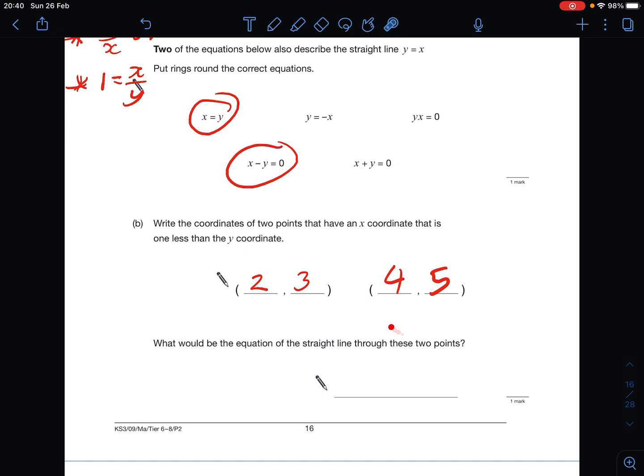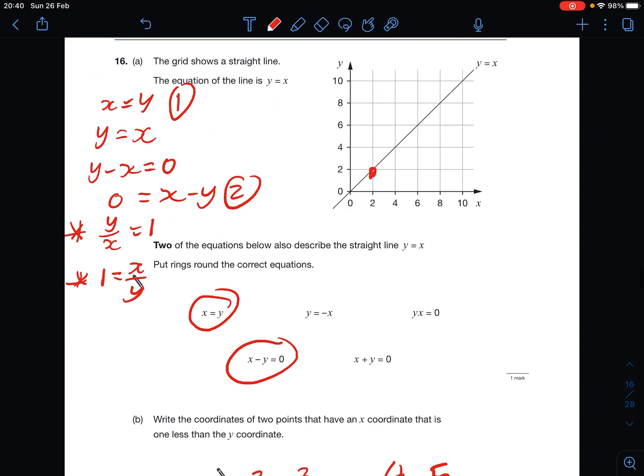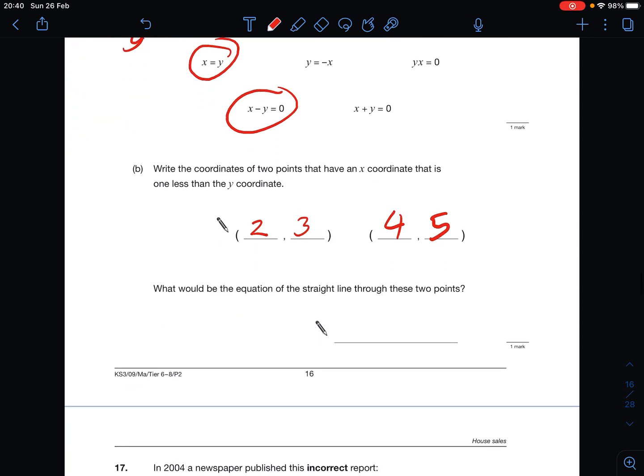Right. What would be the equation in the straight line? Now this is worth 1 mark, and it's for both of these parts. So yes, I could go about finding the gradient. I could go about finding the y-intercept. I could even draw it over here. But frankly, that sounds like too much effort for this.